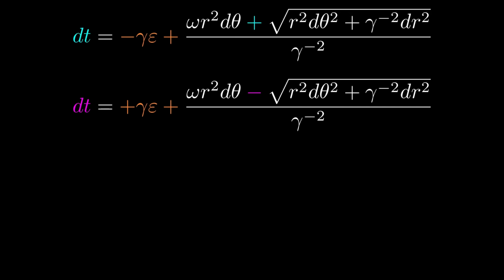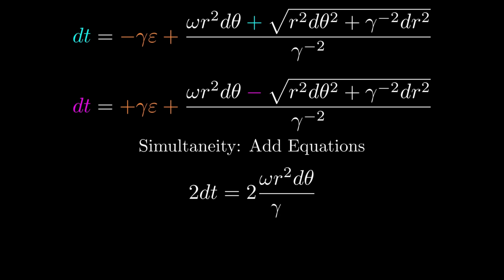Nice. But we're still missing one half of the solution to the light cone sections. This time, let us solve for dt by adding the equations. We then obtain the following relation between coordinate time displacement and angular displacement. Let us rearrange a bit.